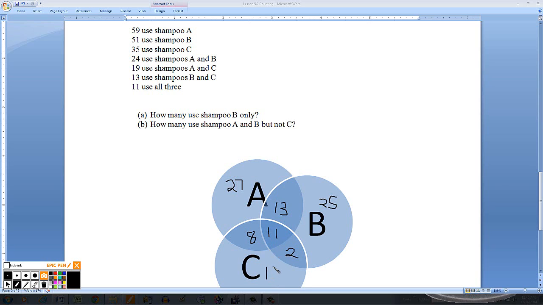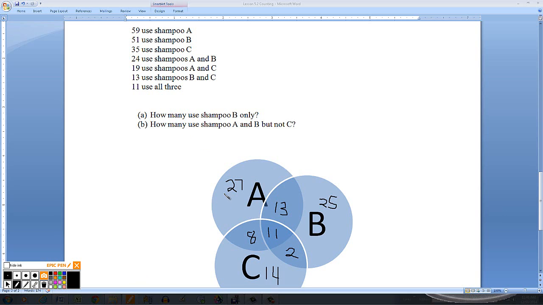Now remember that there were 100 people surveyed. If all the numbers from all these regions add up to 100, then there's nothing that goes outside the circles. But let's say all these numbers added to 98 only, and we know from the data that there's 100. That means that 2 persons use neither A, B, nor C, and that value would go outside the circles. But in this case, these add up to 100, so we're okay.